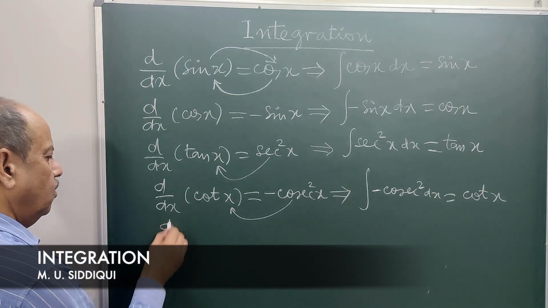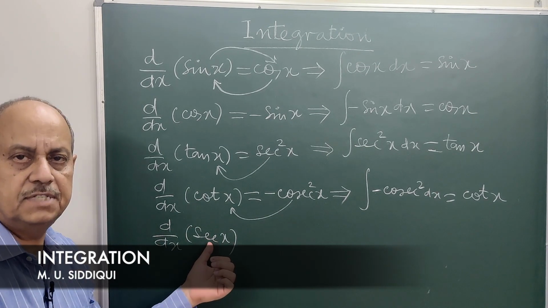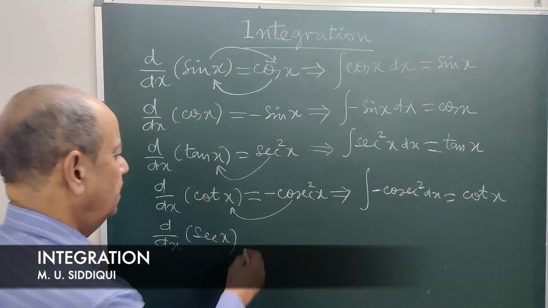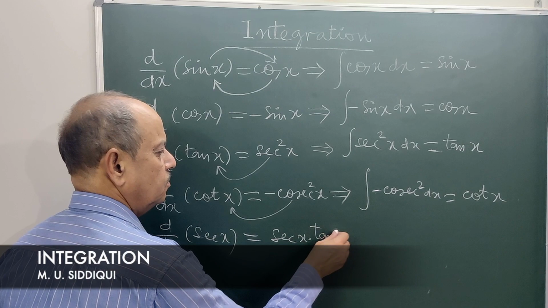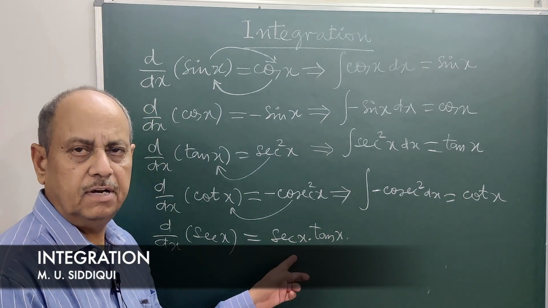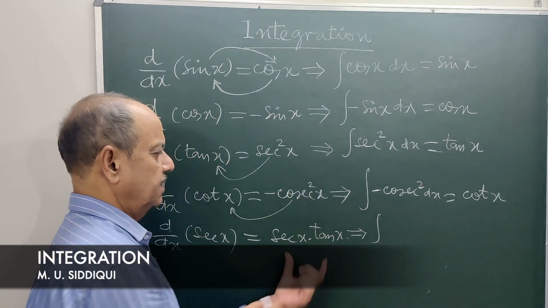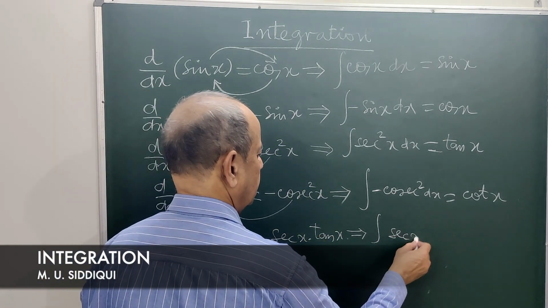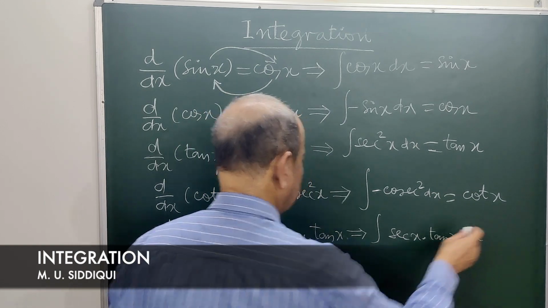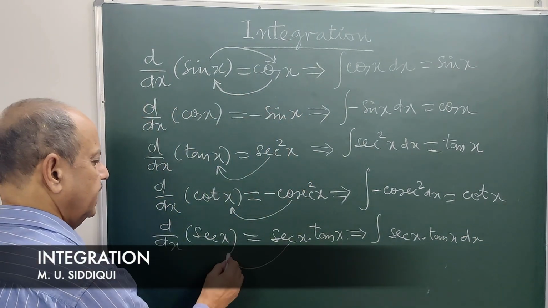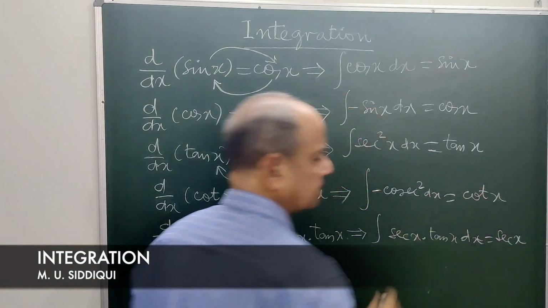Differential coefficient of sec x, you have seen. The derivative of sec x is equal to sec x into tan x, the product of these two. Here we can translate: this will imply that the integral of this expression, sec x into tan x, with respect to x will be equal to sec x. You can say this is sec x.